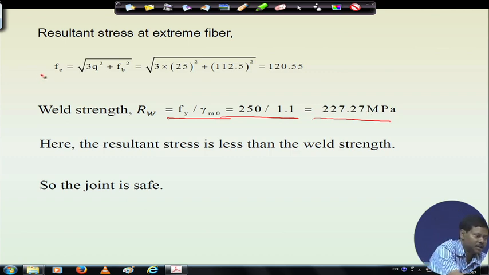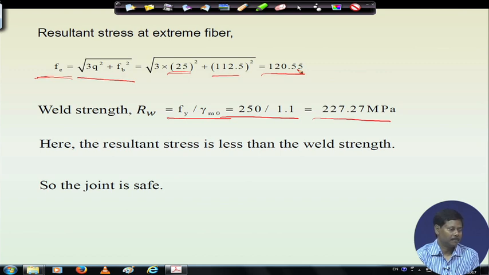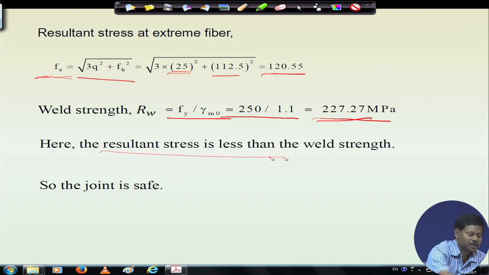Now, the resultant stress at the extreme fiber will be the square root of 3q square plus fb square. If we put this value, q was coming 25 and fb was coming 112, the resultant is coming 120.55, right. If we find the equivalent stress, then we could see that the equivalent stress is much less than the weld strength. So, the resultant stress is less than the weld strength, that means the joint is safe, right.